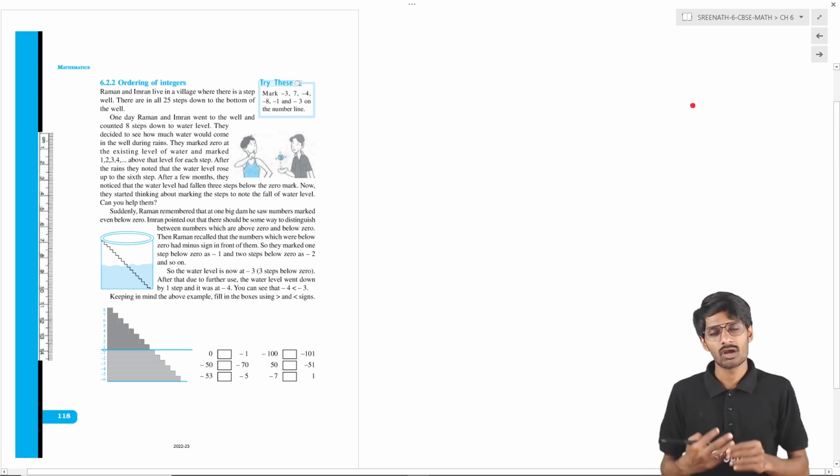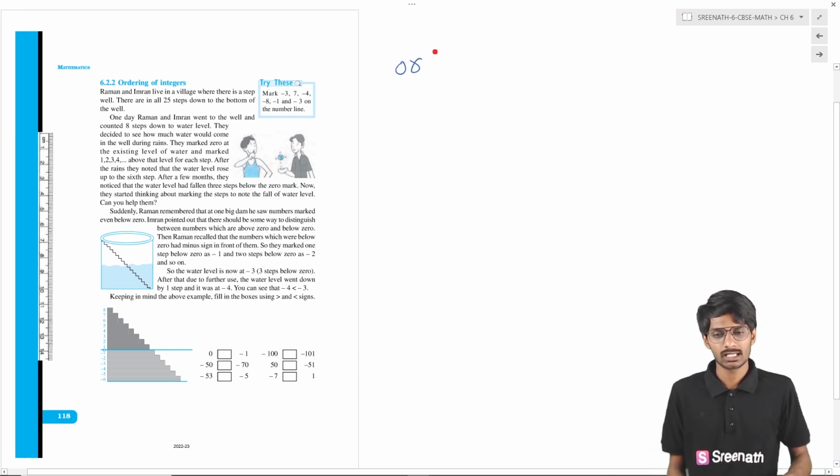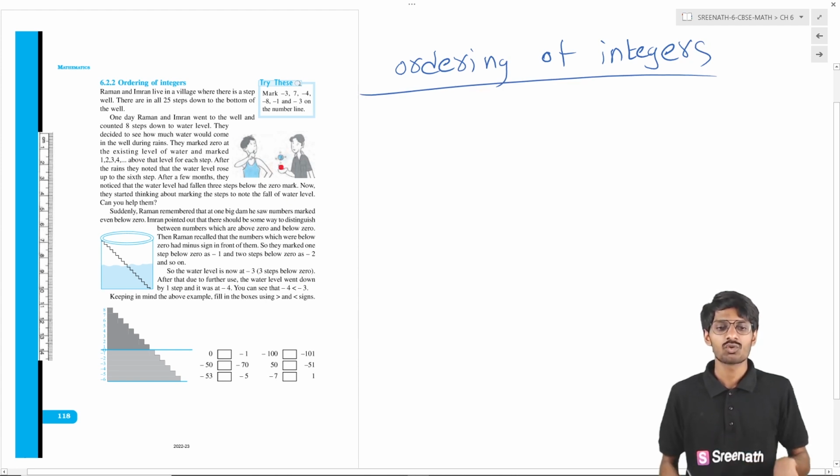Now the next thing is we have to find out the integers. The integers are nothing but positive numbers, 0 and negative numbers. So how to order the integers? Here we are going to discuss the ordering of integers, students.